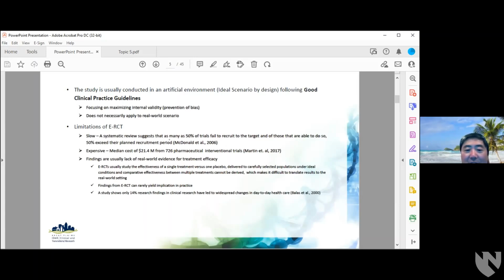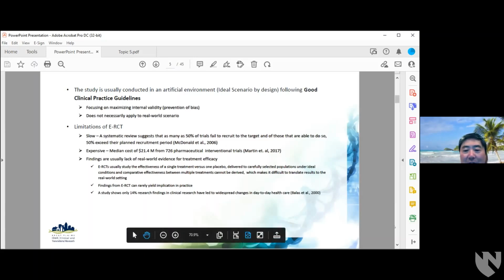Another shortcoming of the ERCT is that it usually lacks real-world evidence for treatment efficacy. You have scientific evidence, but the mechanism found in the ideal scenario does not necessarily imply real evidence that can be immediately reflected in usual care. So that's the issue.